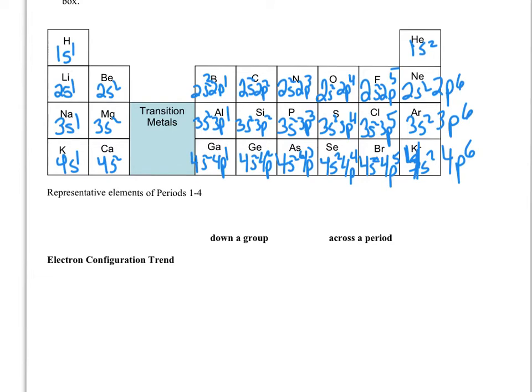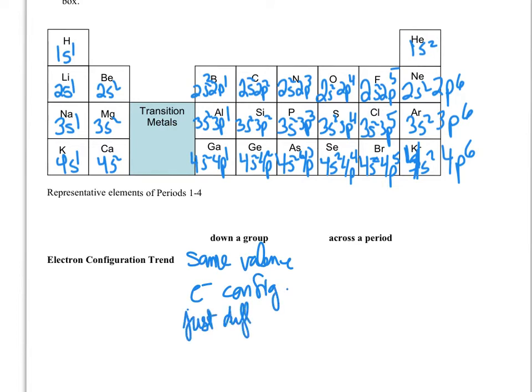So let's write that down. Same valence electron configuration, just different energy level. I'm going to use N for energy level. You can write out energy level, or you can just write N. Use your own abbreviations on your notes. Just make sure you understand them. If I use N, and when you look back in a couple of days to study for your test you're not going to know what N is, then write energy level. So make your notes your own.